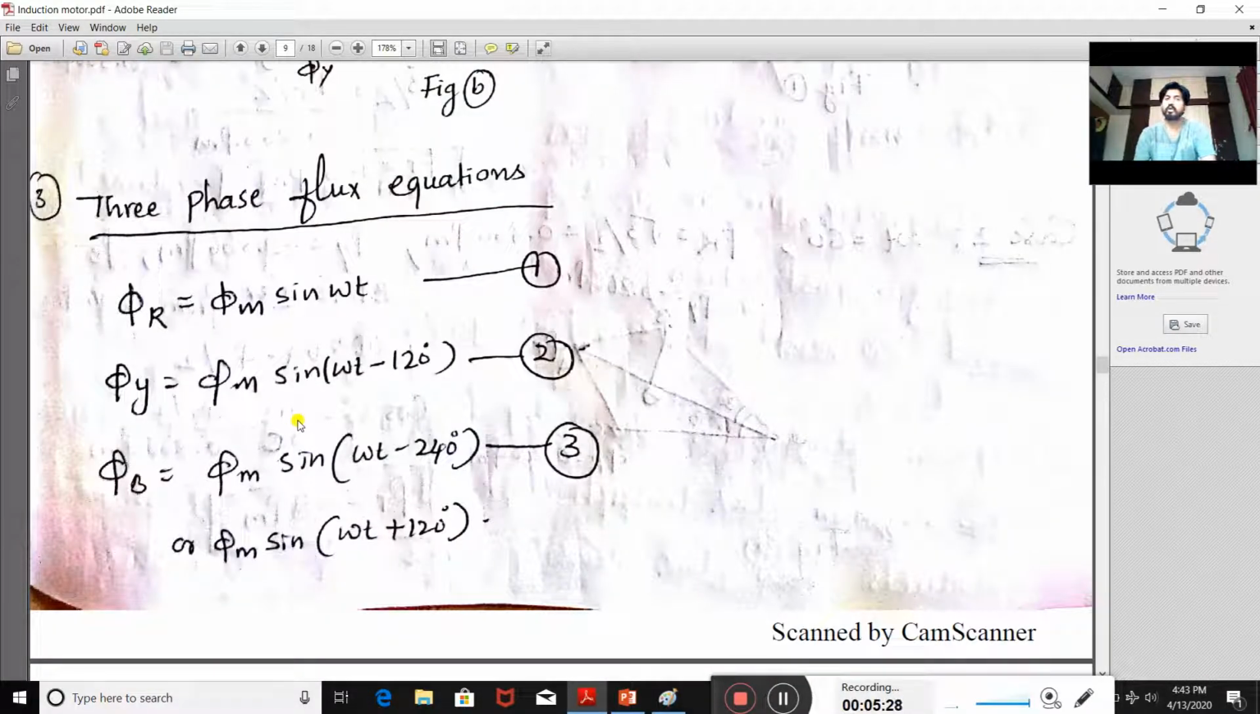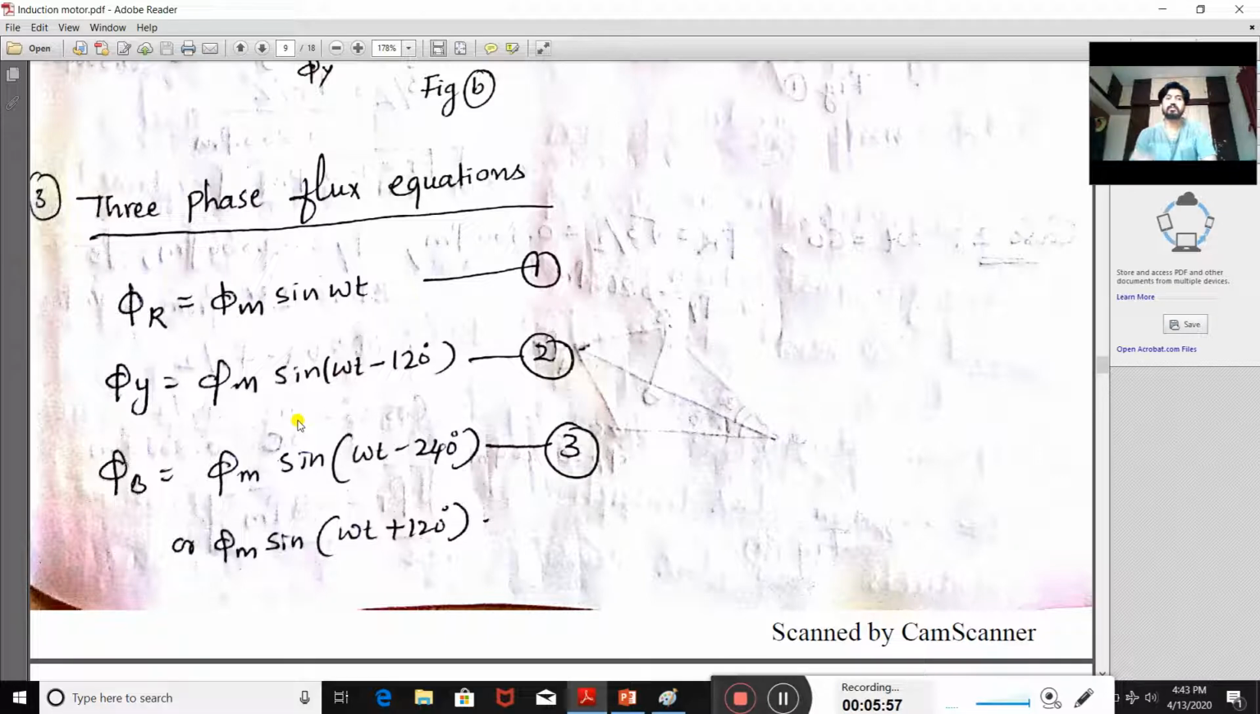As we all know, in three-phase AC generation we write the EMF equations individually for each phase. For example, R phase induces some voltage, Y phase induces some voltage, and B phase induces some voltage. So that can be written: ER equals EM sin omega t, EY equals EM sin (omega t minus 120 degrees), EB equals EM sin (omega t minus 240 degrees), that we know.